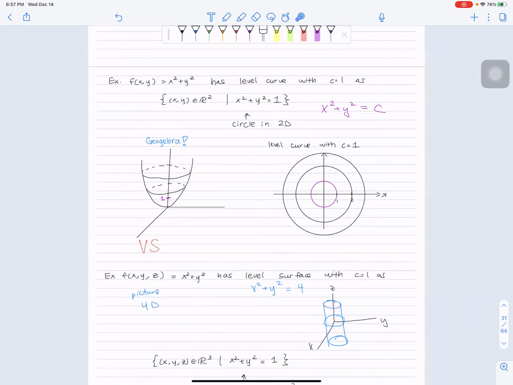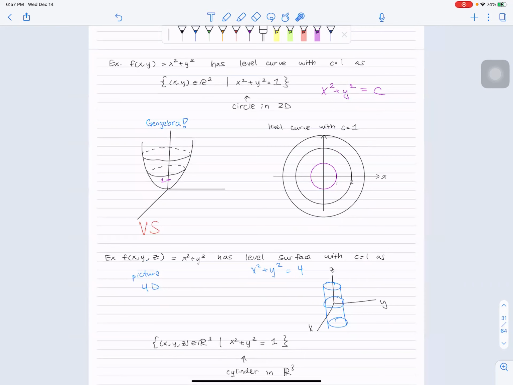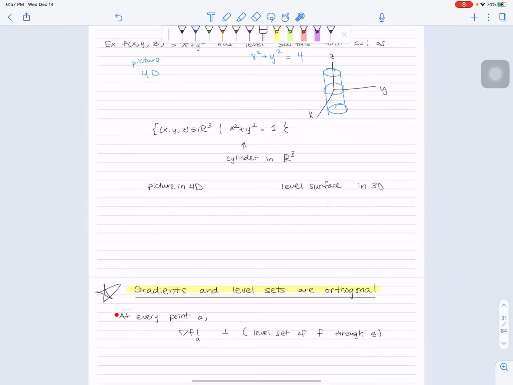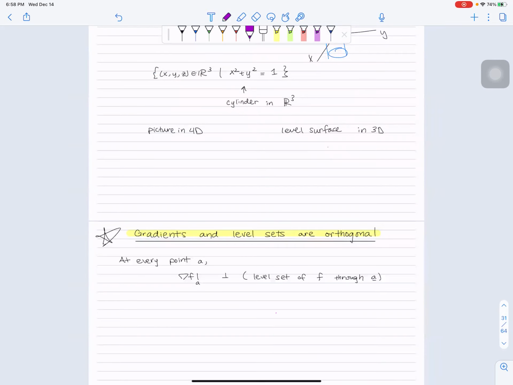What's important to note is why we learned level sets. Remember, level sets are orthogonal to their gradients. So at any point A, the gradient is always orthogonal to the level set. That's going to be helpful for us, because if we wanted to find the equation of a plane, for example, what did we always need? We always needed the normal vector. So if you have some level set, the gradient is exactly going to be that normal vector, because the gradient is orthogonal to the level set.